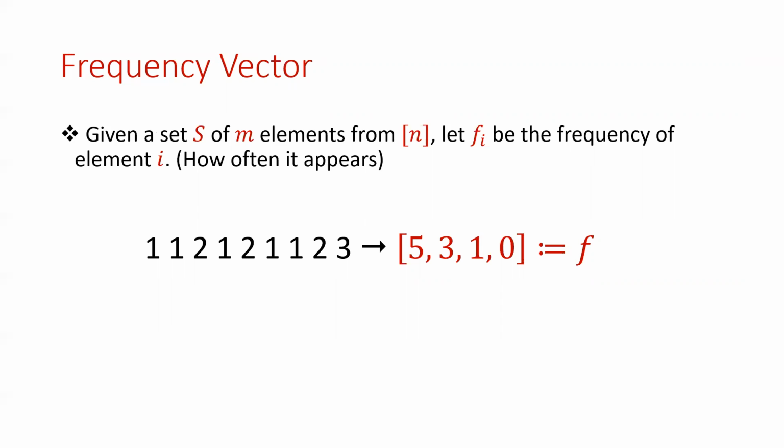So suppose we have the stream that's at the bottom of the screen that starts with 1, 1, 2, and so forth. This stream induces the frequency vector 5, 3, 1, 0 because there are 5 instances of the number 1 in the stream, 3 instances of the number 2, and 1 instance of the number 3. And of course, 4 does not appear at all in this stream. So the stream induces a frequency vector.